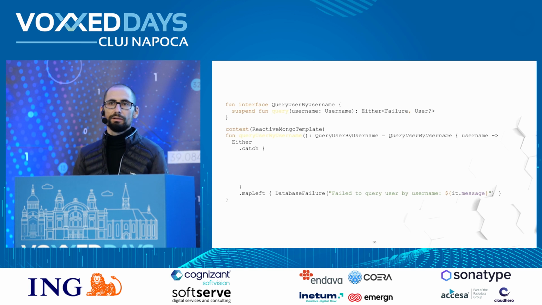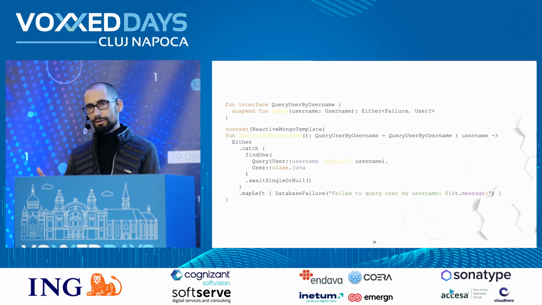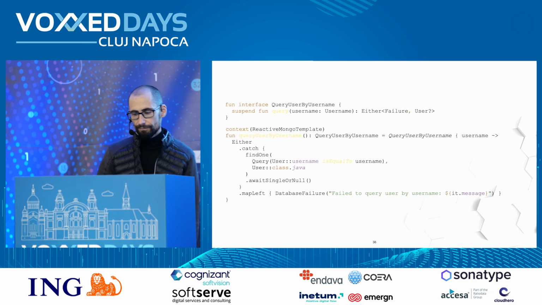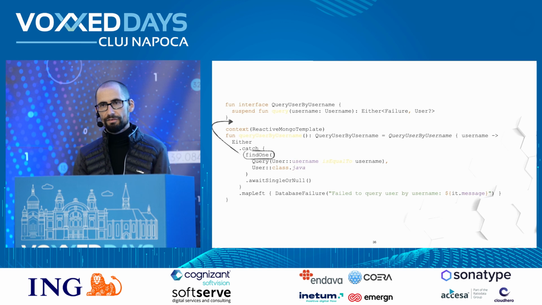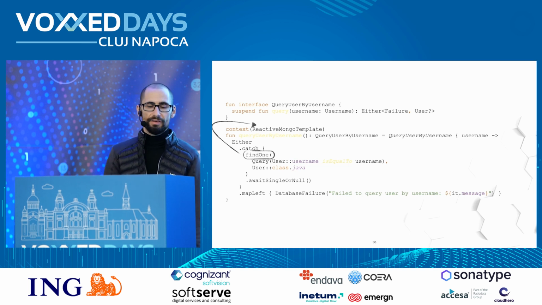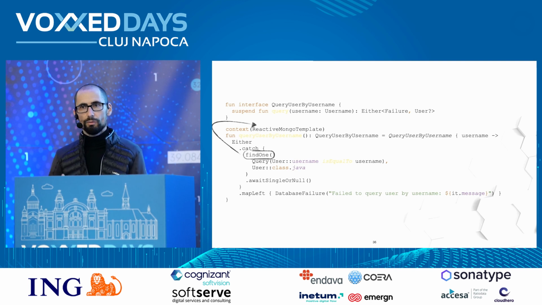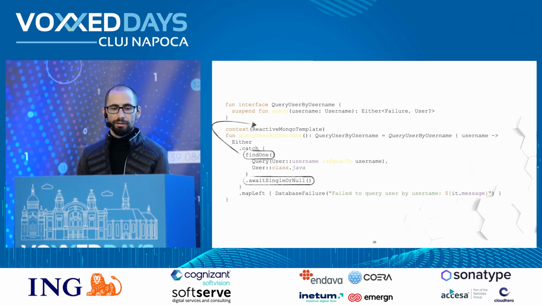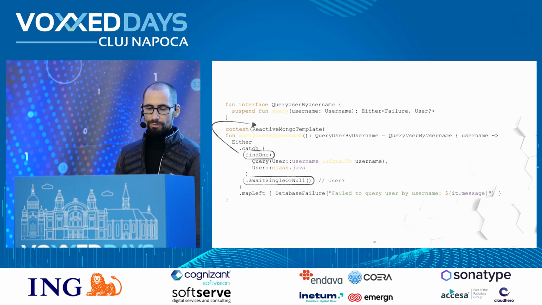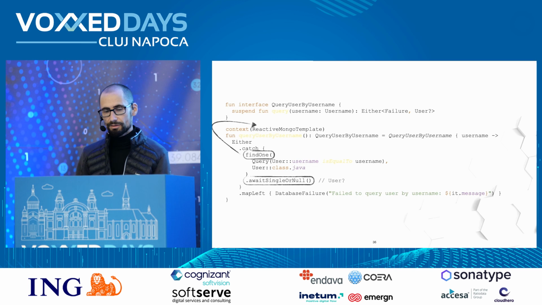In this case, I'm using the reactive Mongo template to actually execute a query to a database. And I'm using context receivers to bring this template into the context. Then I can use findOne, which is part of the reactive Mongo template. And since I'm going the more Kotlin idiomatic, more FP way, I'm going to have to call awaitSingleOrNull at the end, because I want to get back a nullable user. I don't want to get back a Mono or whatever this function returns.